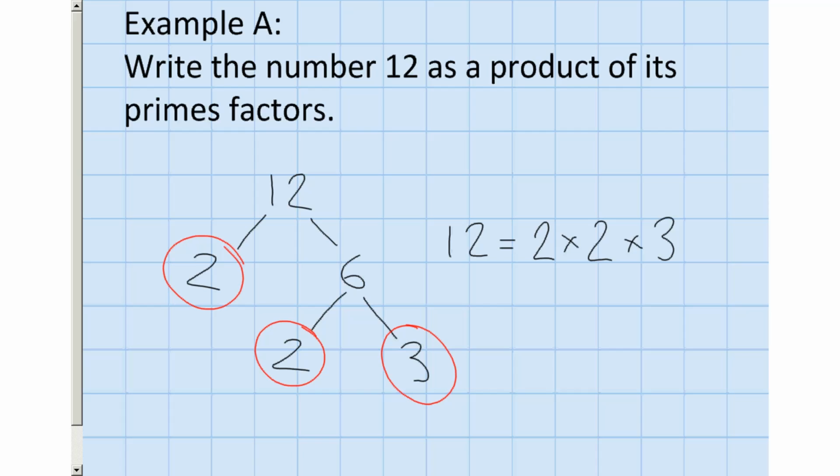Okay. We can simplify this. 2 times 2 we saw in the last video was 2 squared. So we could write this as 2 squared times 3. Okay.